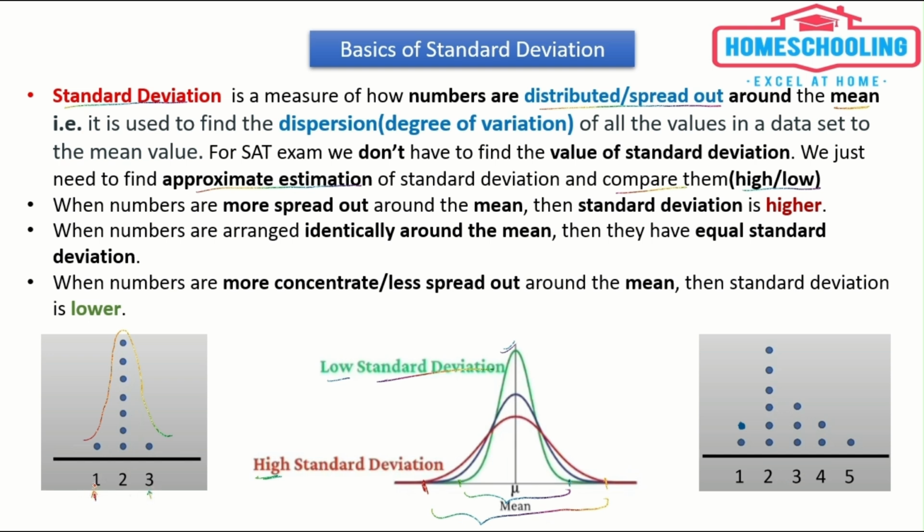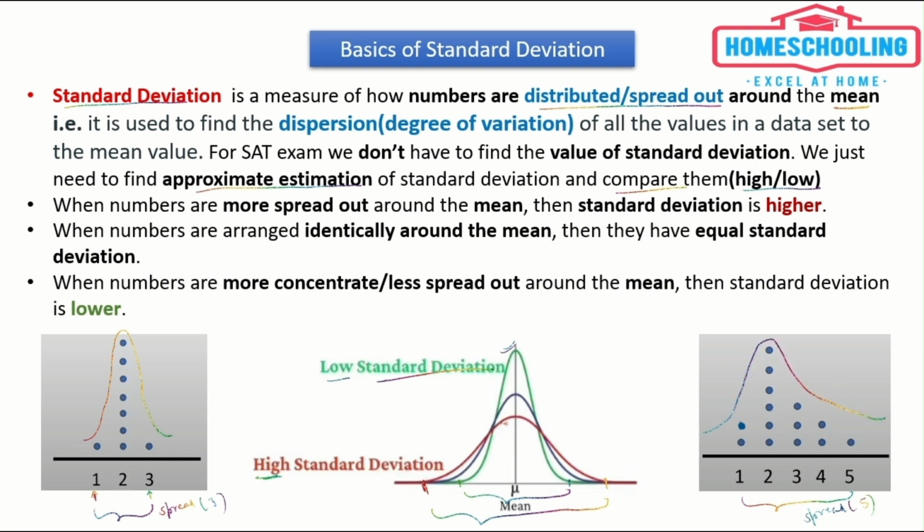So this is our starting point, and this is our end point. It is starting from 1 and it ends at 3. So we have 3 units here. So the spread is of 3 units. Similarly, in this graph, it is starting from 1 and it ends at 5. So it has a spread of 5 units.